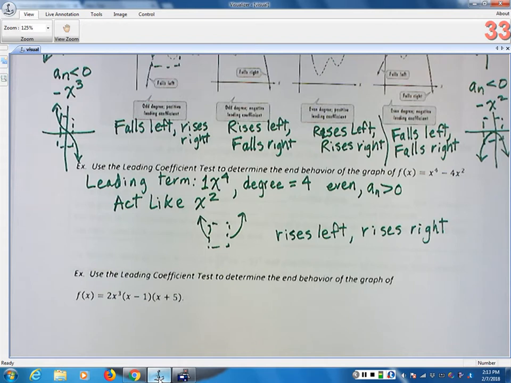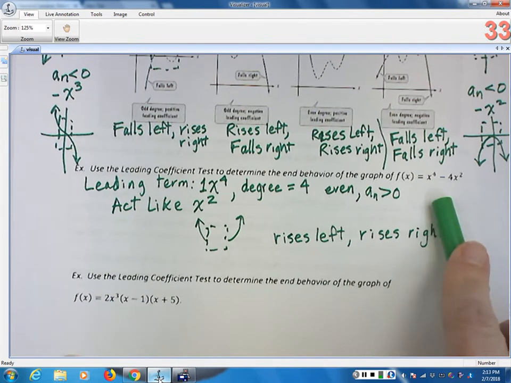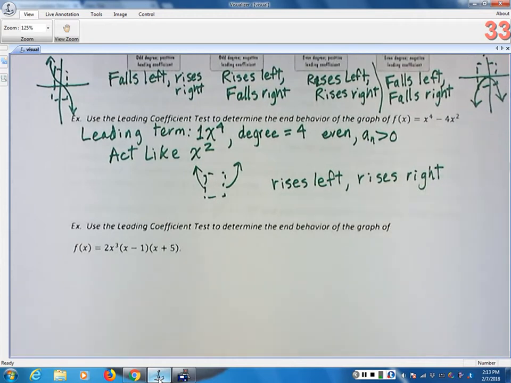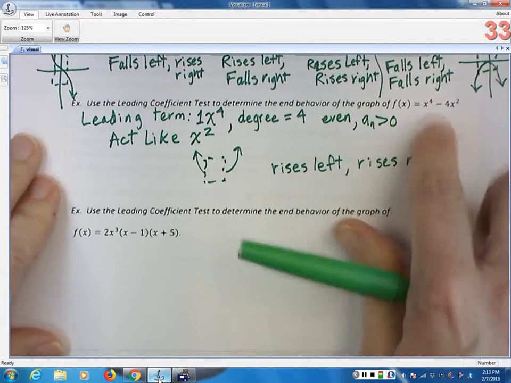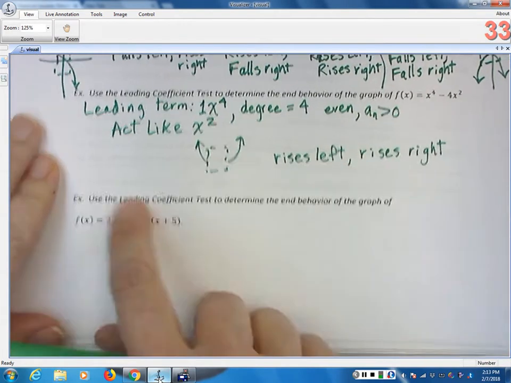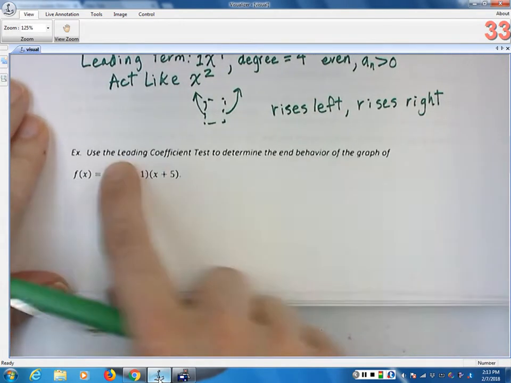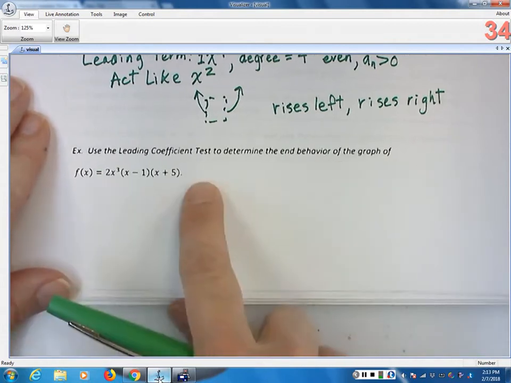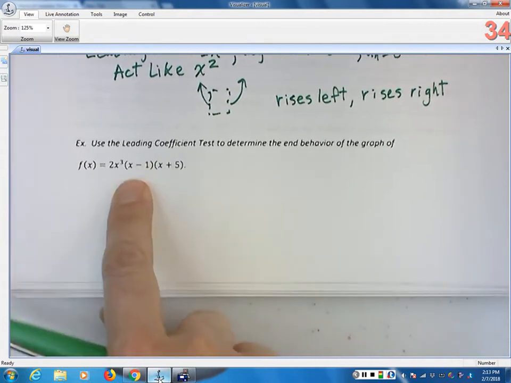The nice thing about the slides is that it shows you pictures to go with this, and then I don't have to draw it. You could also graph it in your calculator to see it. So you can see that we were right about the end behavior. So we're going to use our leading coefficient test to determine the end behavior of this graph. This is in factored form.